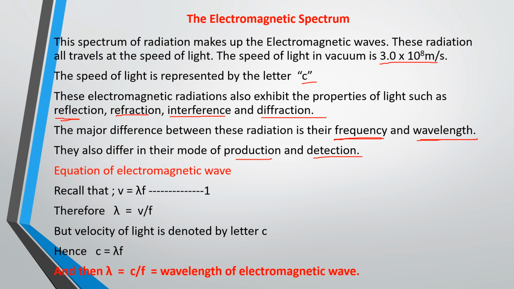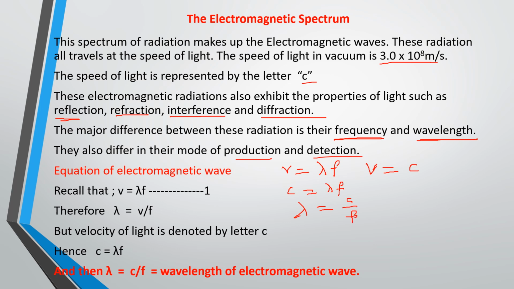So we want to remember that when we discuss wave motion, we have the wave equation, velocity of wave V equals lambda F, right? Now for electromagnetic wave, V is represented with C. So this equation becomes C equals lambda F, and lambda, which is wavelength, equals C over F.